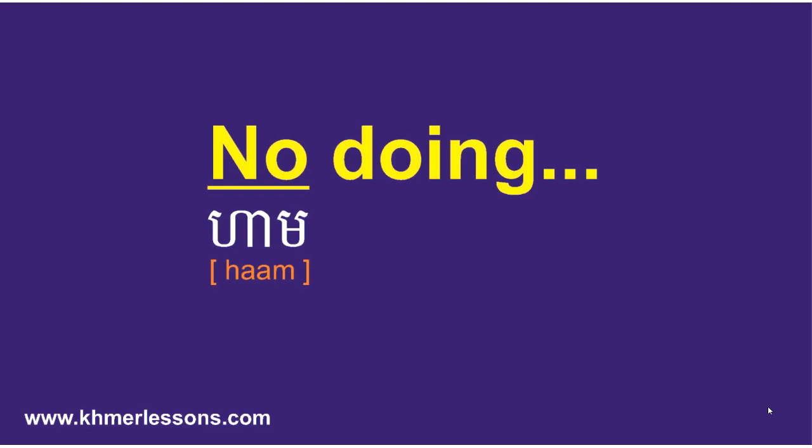If you make a negative form like this, in Khmer, you use the word ham. Not kom, it's different. Kom means don't do, but when you use no doing something, you use ham. Now let's see the example together.